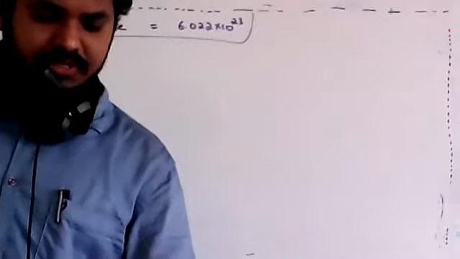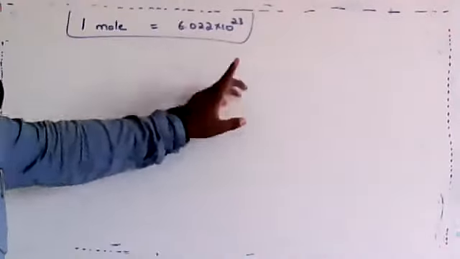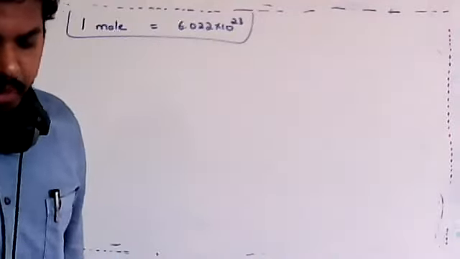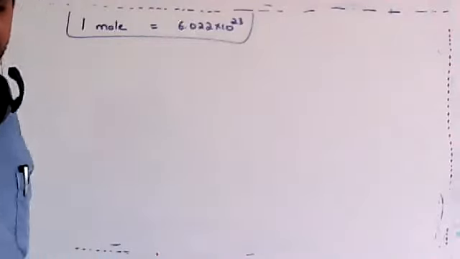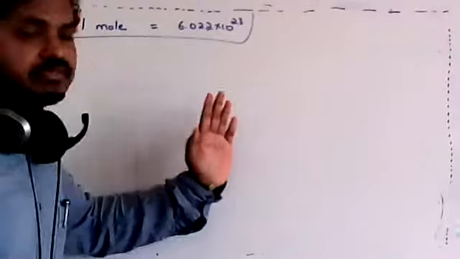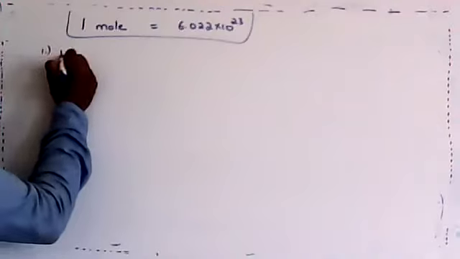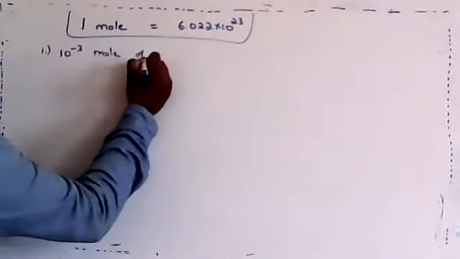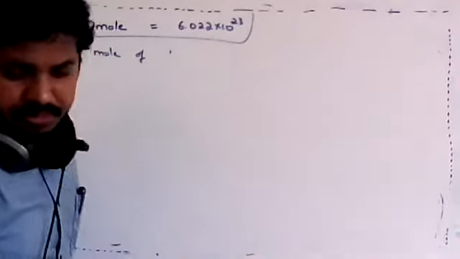The first question is calculate the number of particles, meaning this only. Calculate the number of particles in 0.1 mole of sodium, 10 to the power minus 3 mole of calcium, and 10 to the power 2 mole of potassium. So all are given in terms of moles only. Let me take the second one: 10 to the power minus 3 mole of calcium.